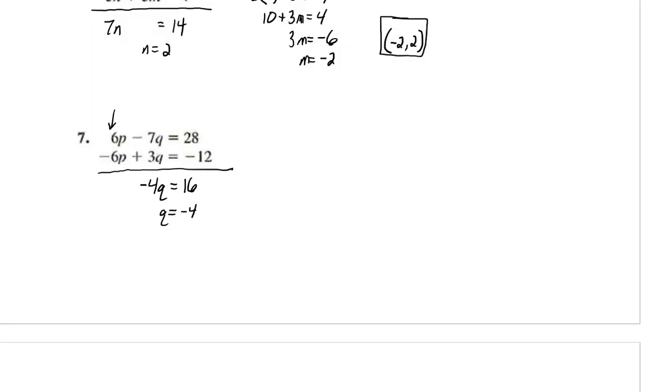And I'll substitute into the first equation. This makes 6p plus 28 is equal to 28. So 6p must be 0, p must be 0. In the alphabet, the letters go M, N, O, P, Q. So p is before q. 0, negative 4.